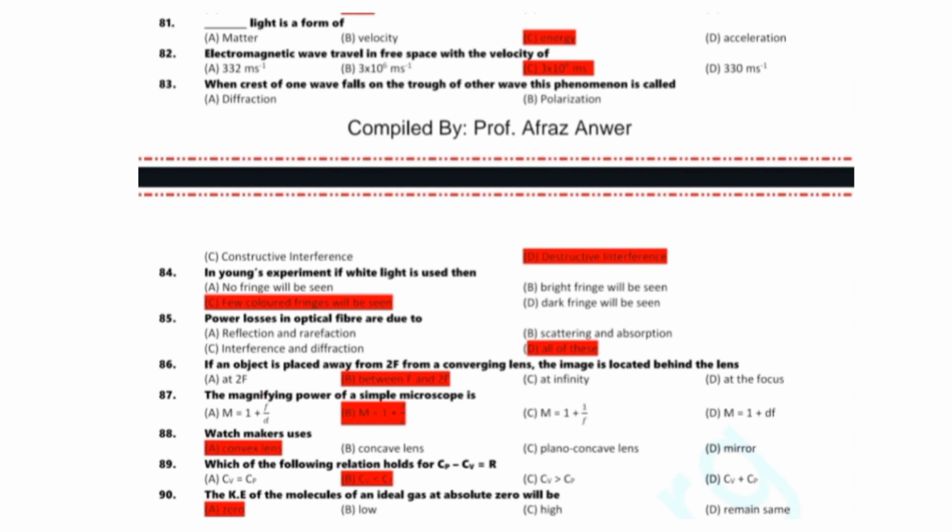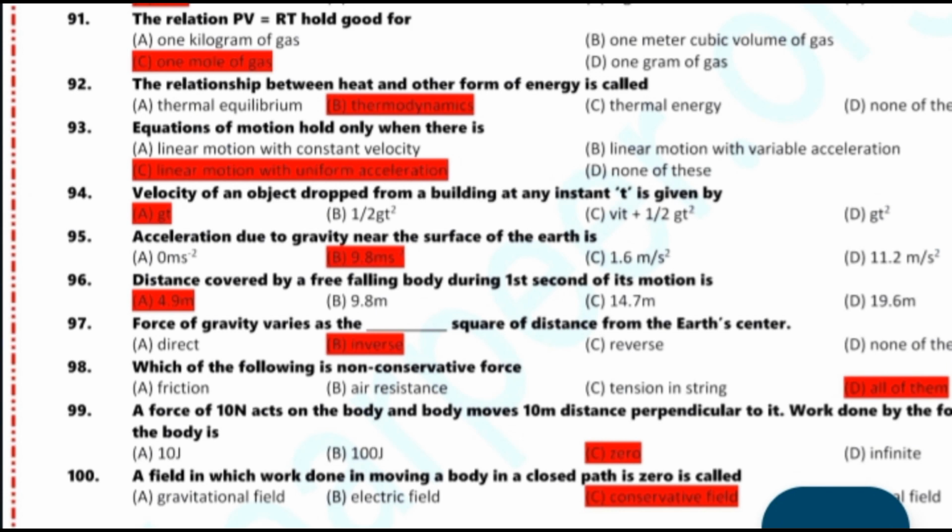Which of the following relations holds: Cp minus Cv is equal to R. Cv is less than Cp. The kinetic energy of the molecules of an ideal gas at absolute zero will be zero. The relation PV = RT holds good for 1 mole of a gas. The relationship between heat and other forms of energy is called thermodynamics.